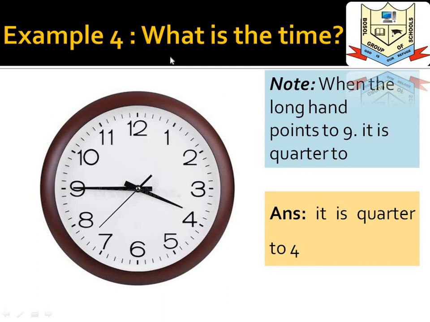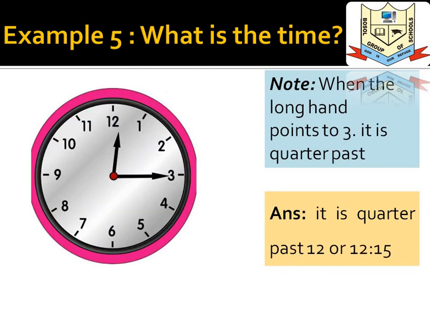Example number 4. What is the time? Note, when the long end points to 9, it is quarter to. I say again, the answer before us is 4:45, because the long end points to 9, while the short end is leaving 3 to 4. So we say the time is 4:45.